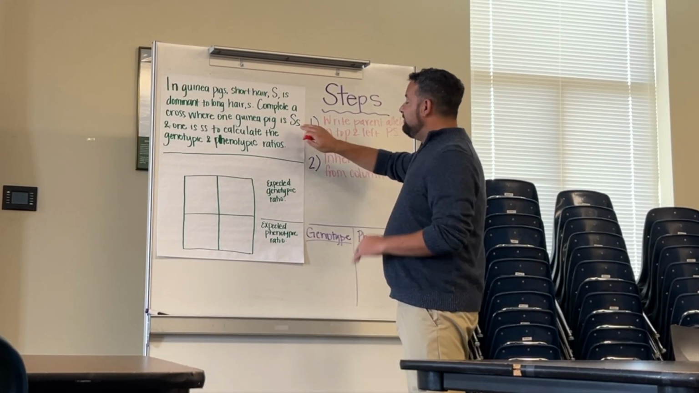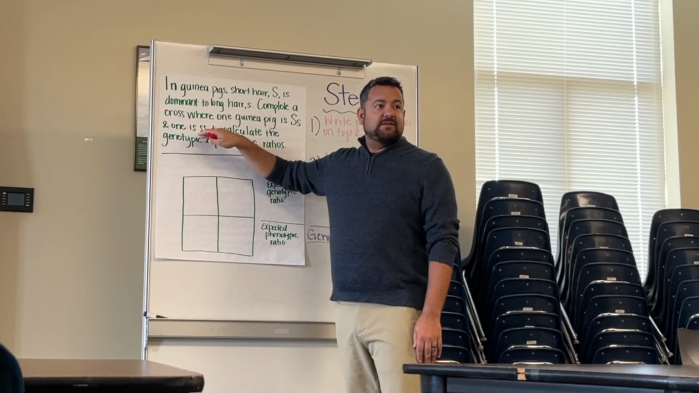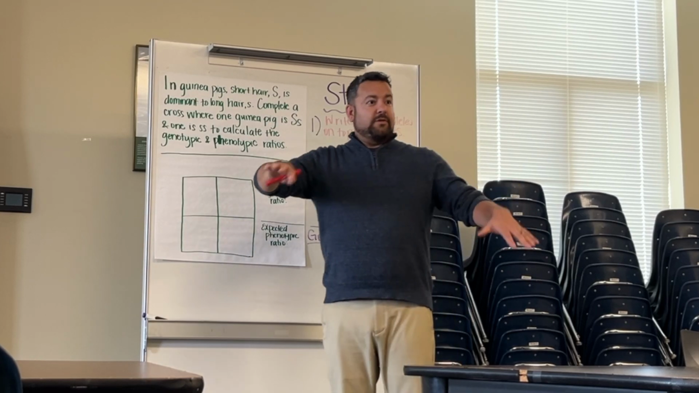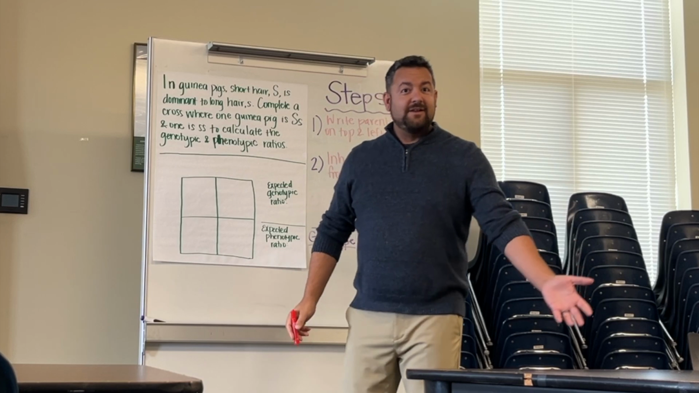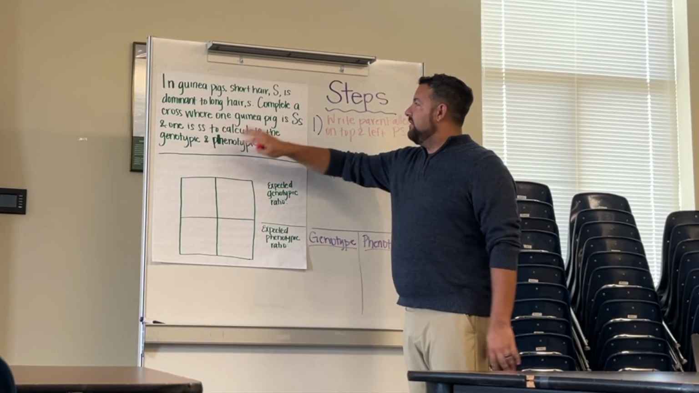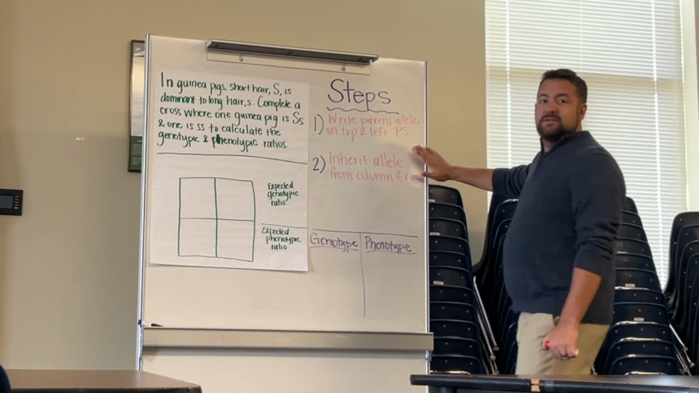Great. Awesome. So we're crossing that one with one that is little s, little s, right? So little s means they're both recessive. So what does that look like? If it's not dominant, it's long hair. Exactly. So we have a short hair and a long hair, and we're going to cross these two. Okay, so let's look back at our steps from last time.